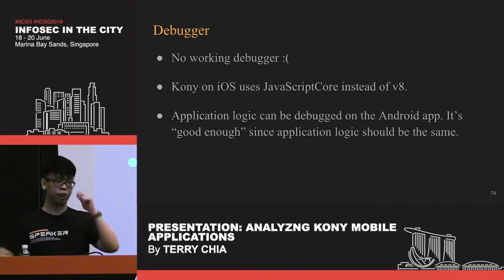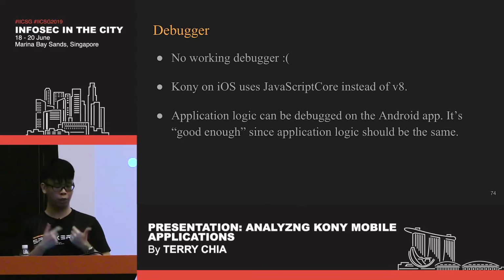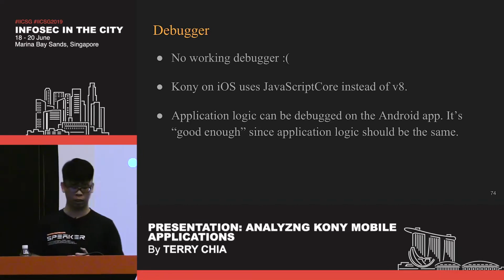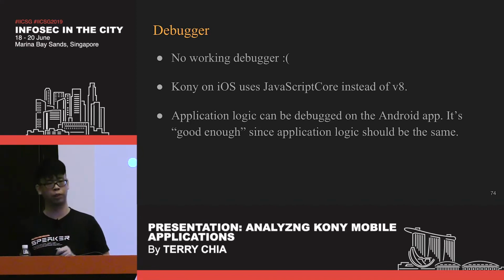So for the debugger situation, I was not able to come up with a working debugger for iOS because Kony on iOS uses the JavaScriptCore engine instead of the V8 engine. So I couldn't quite figure out how to get a debugger working. However, I figured this was actually good enough for most situations because your application logic should be exactly the same as the Android application. Because the promise of Kony is a single code base, you can generate the same app for multiple platforms. So aside from maybe some platform-specific interactions, like biometrics, for example, the application logic should be exactly the same between the two applications.